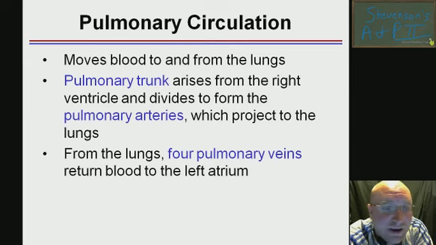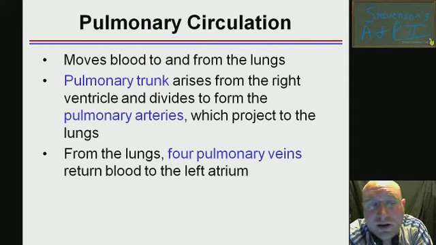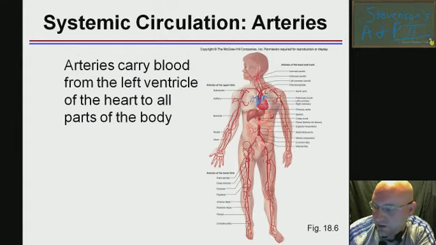This is where gas exchange is going to happen again. Once again, capillaries, this time instead of giving oxygen to tissues, oxygen is going to be absorbed in the lungs and carbon dioxide is going to be exchanged or given off as a waste product here. From the lung, the four pulmonary veins then return blood to the left atrium.